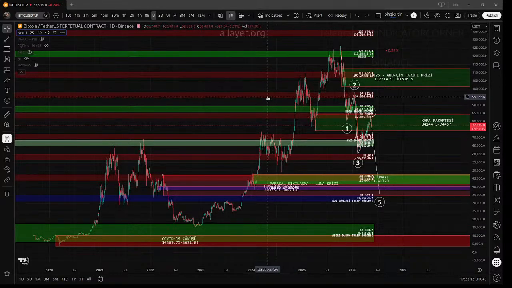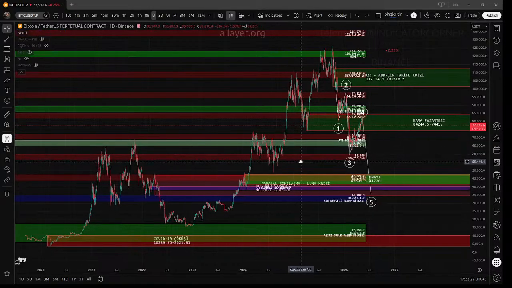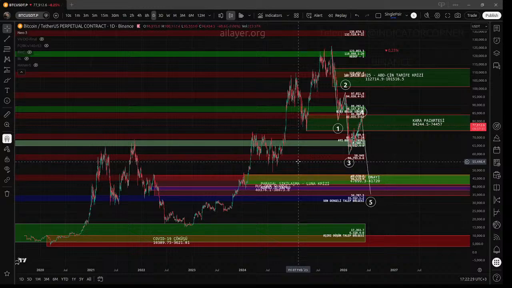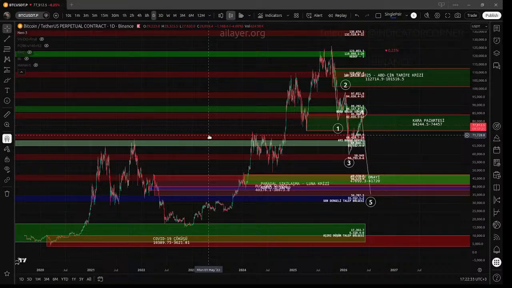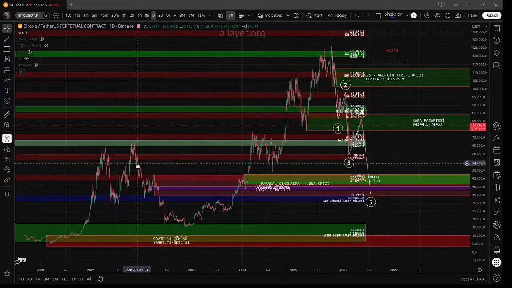The green zones represent demand regions, accumulation areas, discounted liquidity, or areas where buyers historically regain control against the sellers. The red zones represent supply regions, distribution areas, premium pricing, or zones where aggressive selling historically appears, as you can see here.